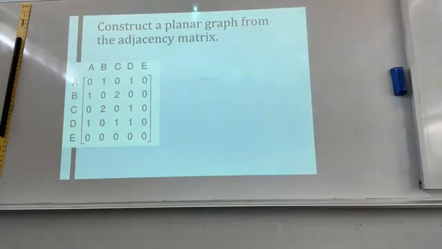So how many vertices will there be for this one? Yep. Straight away 5. So draw the 5 points. And then A, B, C, D, E. Label it, please. It's undirected, right? I don't know. Is it undirected or directed? Undirected. Right, why? Symmetrical.